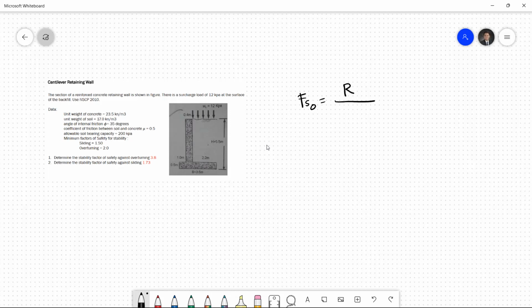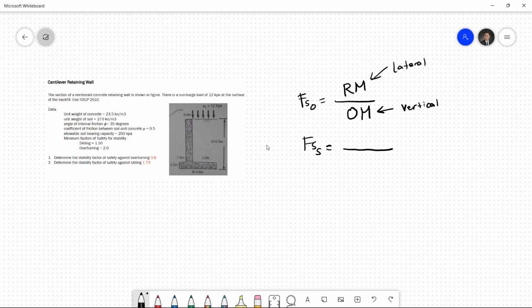Basically, the factor of safety against overturning is the righting moment, the one that resists, divided by the overturning moment, the one that pushes. Again, the factor of safety against overturning is the righting moment divided by the overturning moment. The overturning moment is due to the lateral forces, and the righting moment is due to the vertical force.